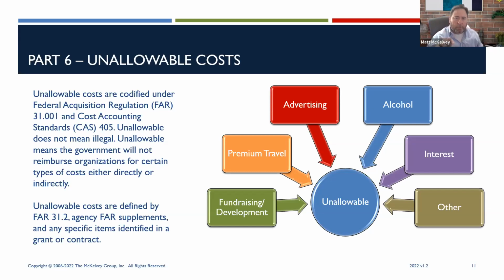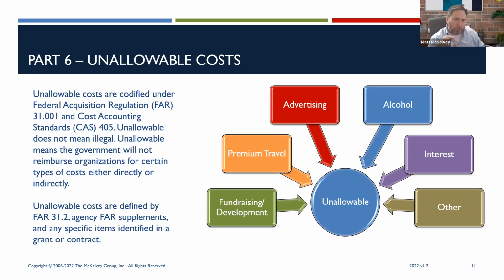What we're saying is that unallowables are costs specifically identified under the Federal Acquisition Regulations and the Cost Accounting Standards, which the government will not reimburse organizations for. The reason is the government doesn't view that they get a benefit for these costs. Because they don't get a benefit, they don't want to pay for them. I'll go through some examples in a second. But unallowable costs are defined by the FAR, and FAR Part 31.2 is the part that defines it.